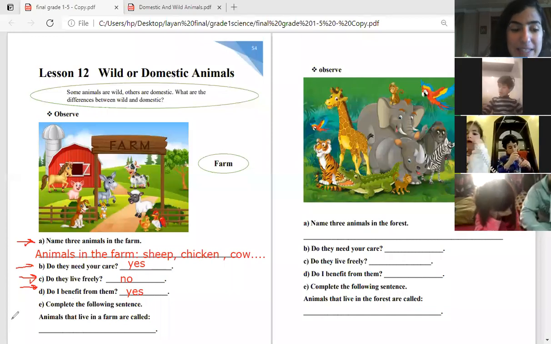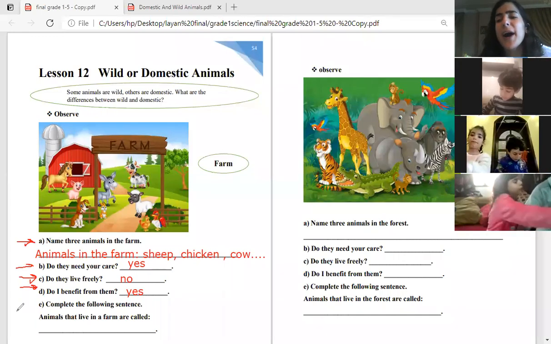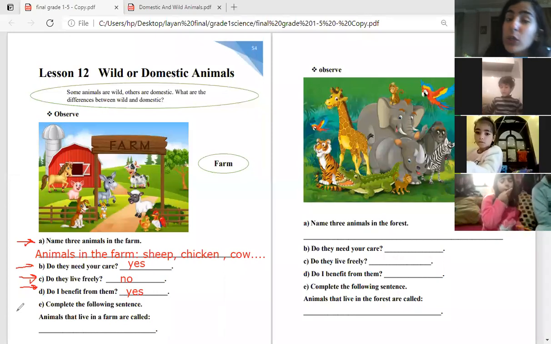Complete the following sentence. Animals that live in the farm are called wild animals or domestic animals?